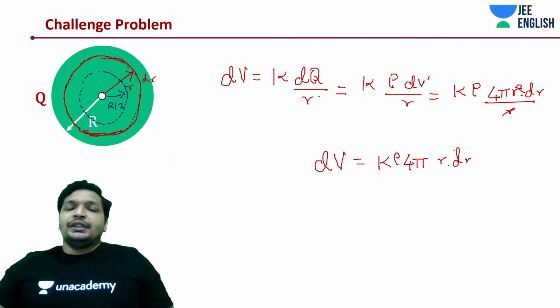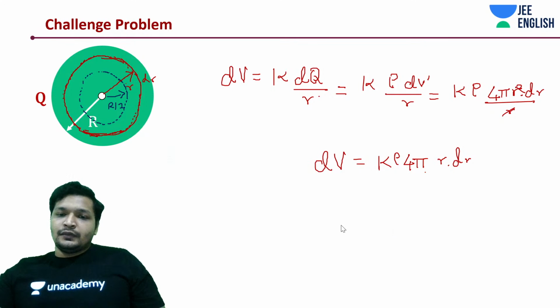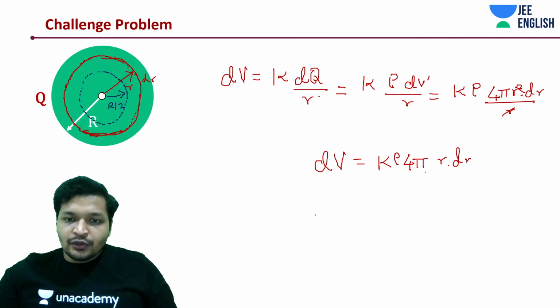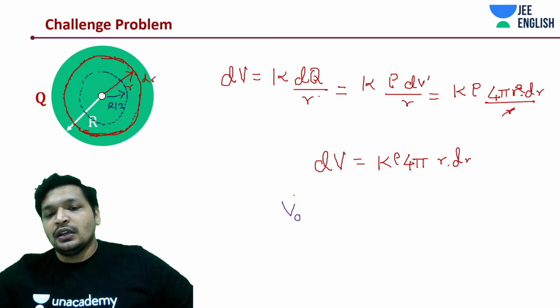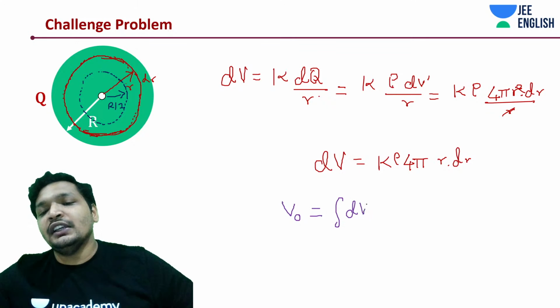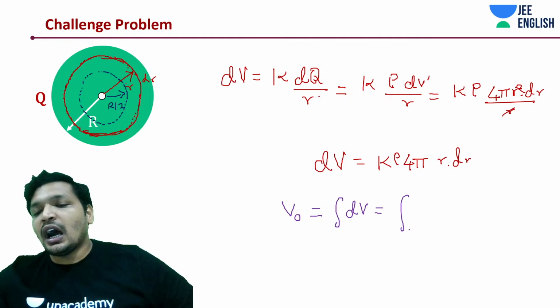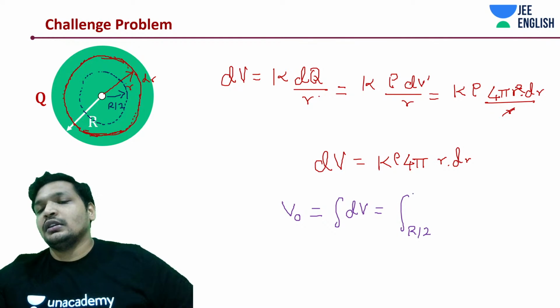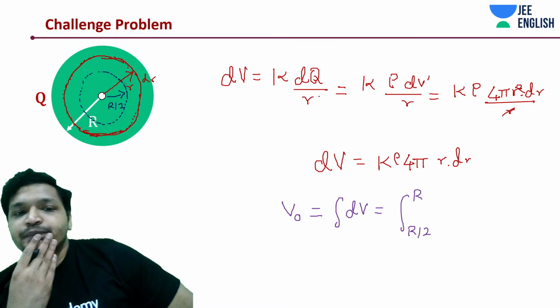Now comes the question, what were we supposed to find out? Supposed to find out something known as V due to this outer shell. Right, how much is that going to be? It's integration of dV from which distance to which distance? R by 2 to r. R by 2 to r.